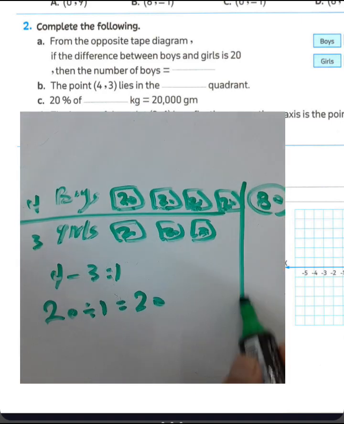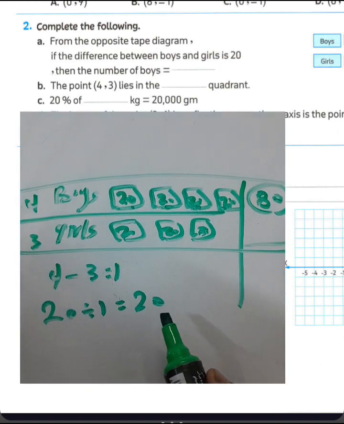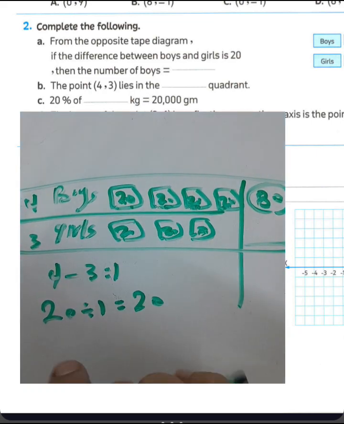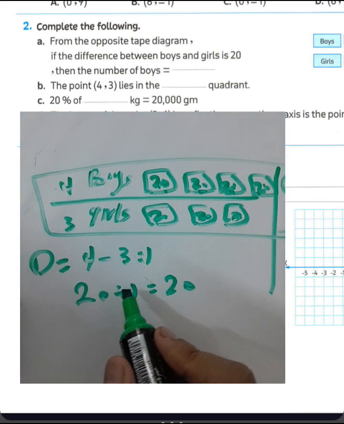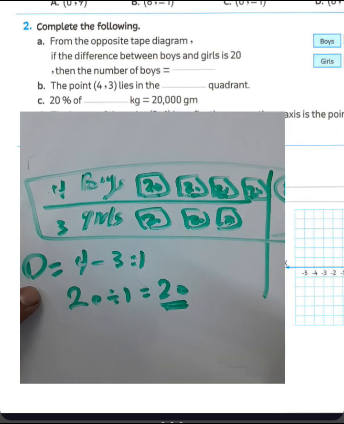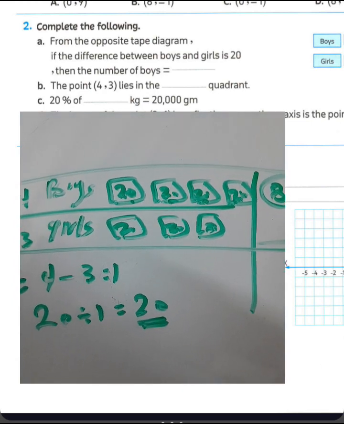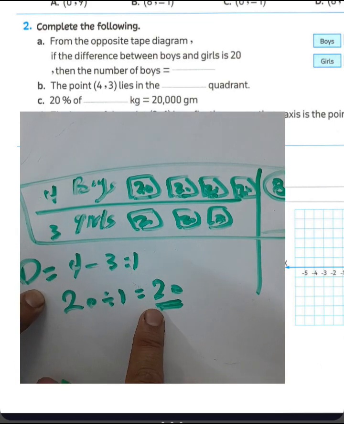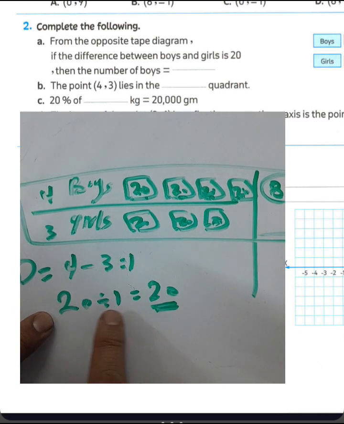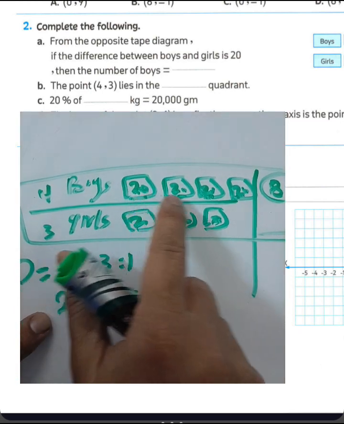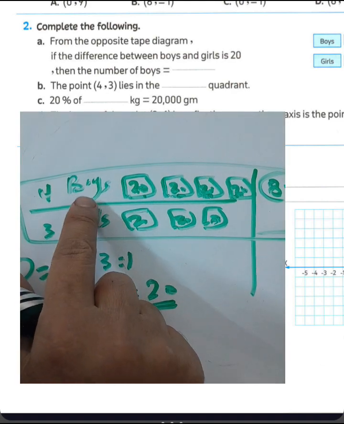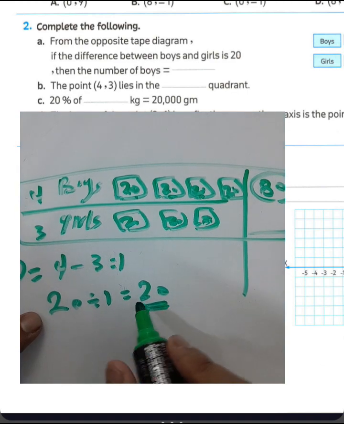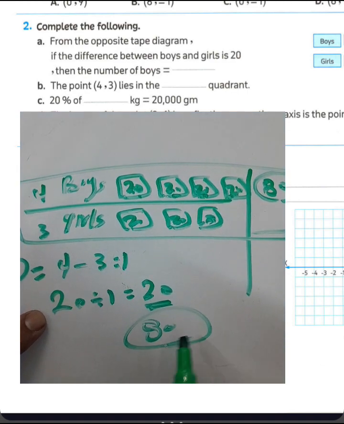Understood or not? First, again, the ratio between boys and girls is 4 to 3. We have 4 parts and 3 parts. And he gives us the difference between them, 20. Then you must find the difference between the number of boxes for boys and the number of boxes for girls. 4 minus 3 equals 1. And then next step, divide 20 by 1. 20 divided by 1 equals 20. Then the value of each box equals 20. Then the number of boys is 20 plus 20 plus 20 plus 20. It will be 80. We have 80 boys.